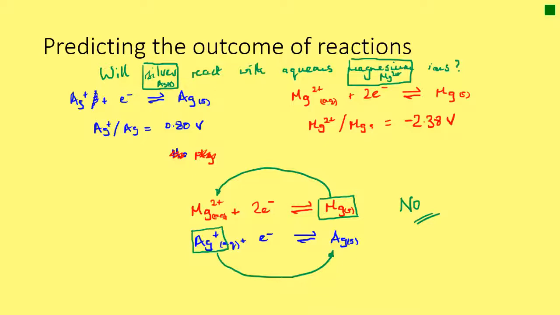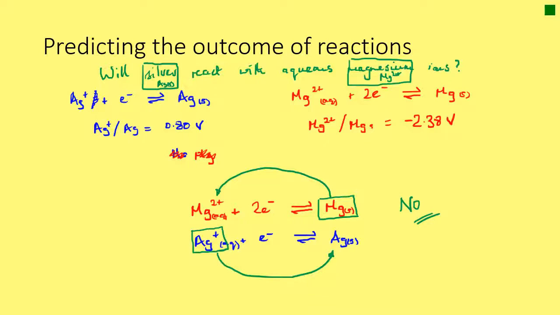And then let's write the less negative one, in this case a positive one. So you've got silver ions in solution, and they might take an electron. If they did, they'd be in equilibrium with silver solid.